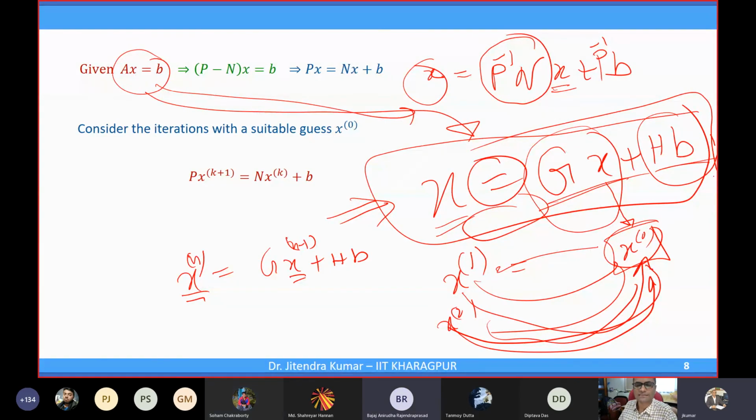This is what mathematics is, Sir, beautiful. Yeah, it plays an important role also. Sir, sometimes some guesses will diverge also.